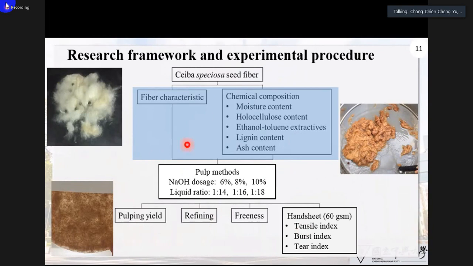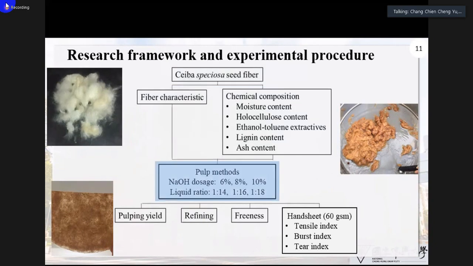First, we measure the fiber length, width, ash content, and chemical composition to establish the database of the fiber properties. Then, the pulping is carried out with a two-level factorial design experiment. The experiment variables are sodium hydroxide dosage and liquid ratio, cooking at the same temperature and time.